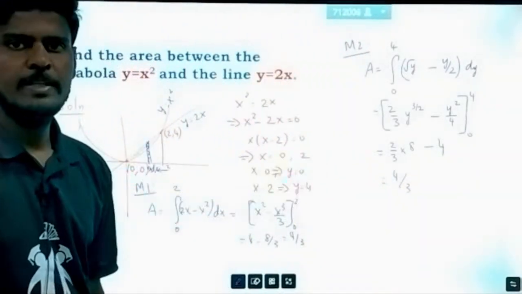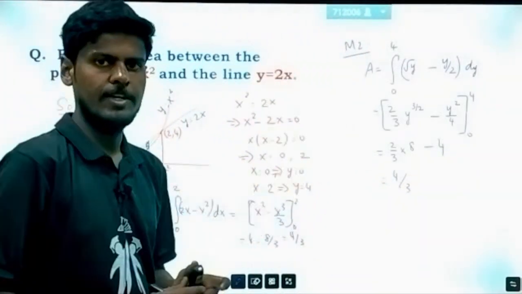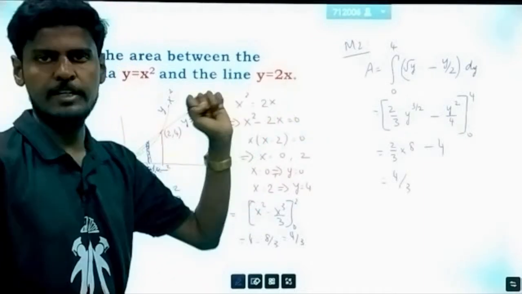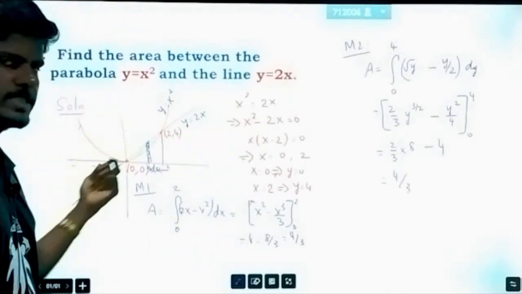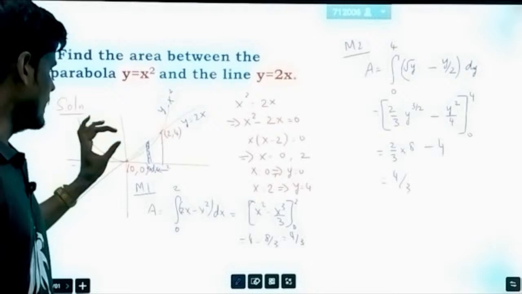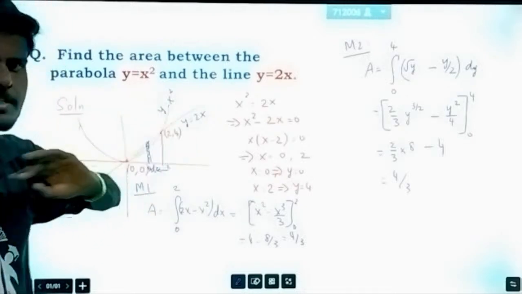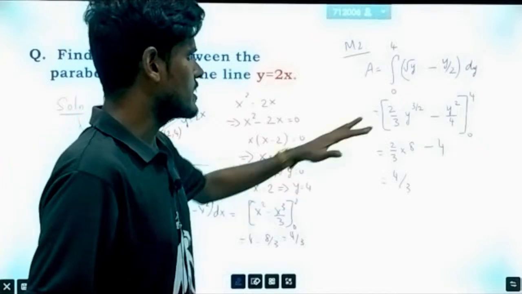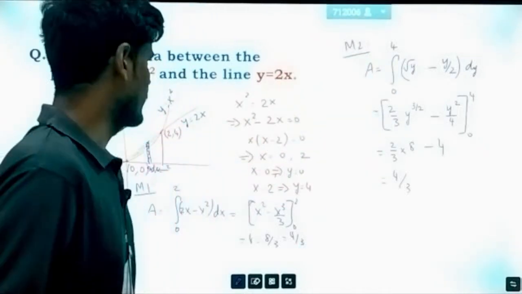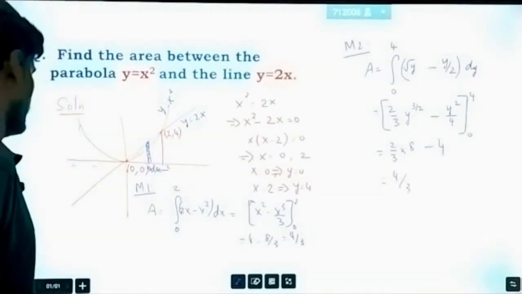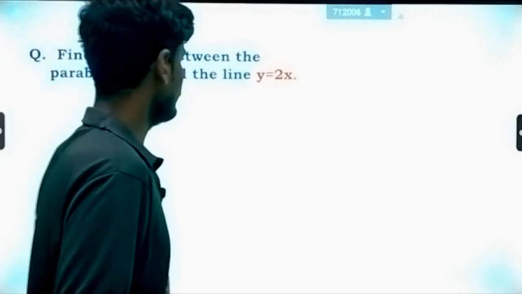Again the answer is the same. That means we can integrate in either way. We can find the area in either way. Either use a strip along the x direction or the y direction. As long as we get the same region enclosed between the two curves, that is fine. So this is how we should solve this type of question. Okay, now let's see the solution.